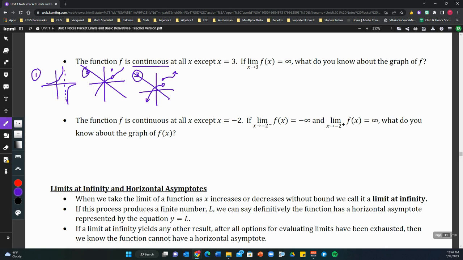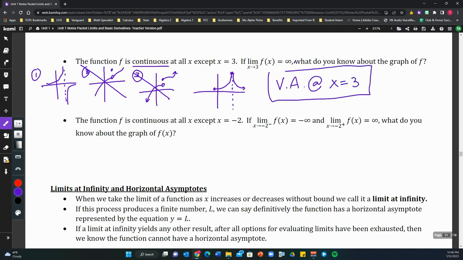So in this case, because they're telling us the overall limit is infinity, we can put that together with the fact that it's discontinuous at x equals 3 and the limit is equal to positive infinity. The graph would have to look something like that on either side of that vertical asymptote. So that's the big takeaway here: this function must have a vertical asymptote at x equals 3. That's why it's discontinuous, but why we can describe the limit value as being infinity.